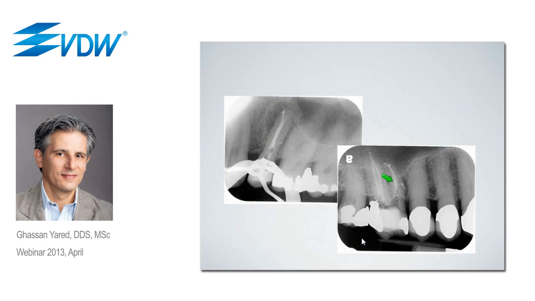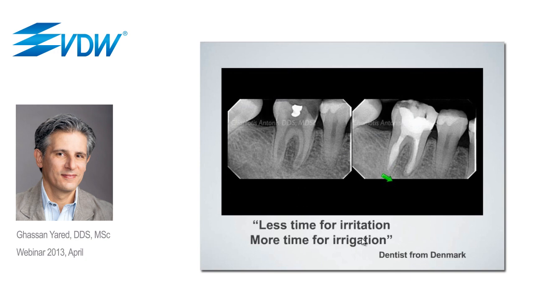Again, the most important point here is that with single file reciprocation, we can increase the time for the final irrigation. And this is what will lead to cleaner canals. One other question that I found on Roots was this case here, where Dr. Outine from Greece was questioning whether with Reciproc we can prepare this canal where there is a large internal resorption.